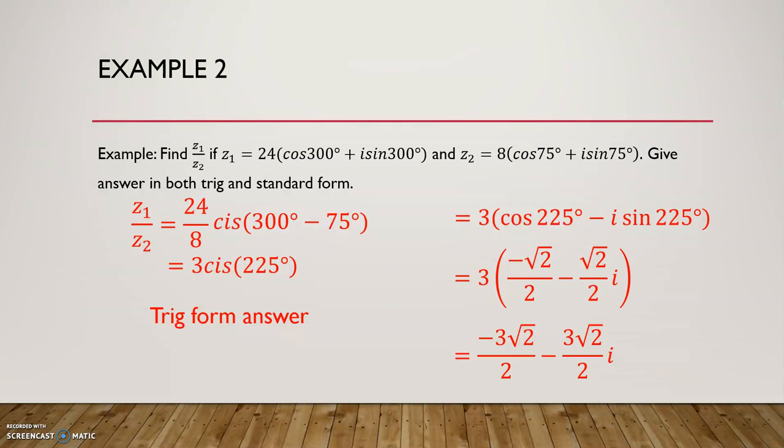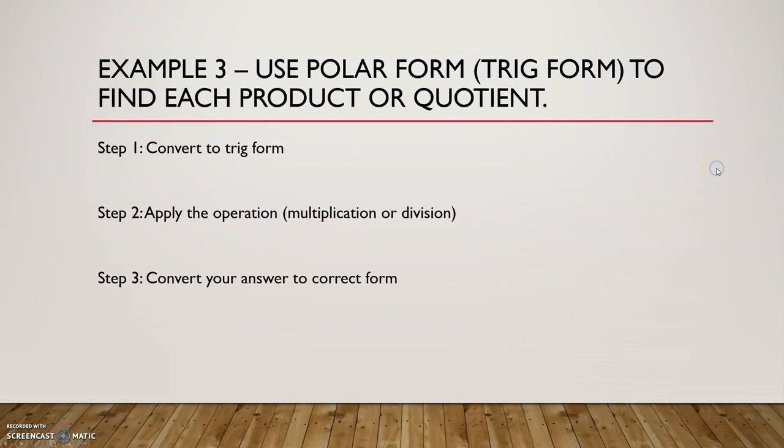Okay, so those are the main two things that you would be learning in class, and then you would do some practice examples on this. That's your standard form and your trig form. So the third thing we're going to do is to use polar form or your trig form to find a product or quotient, and it's going to be given to you as a complex number.